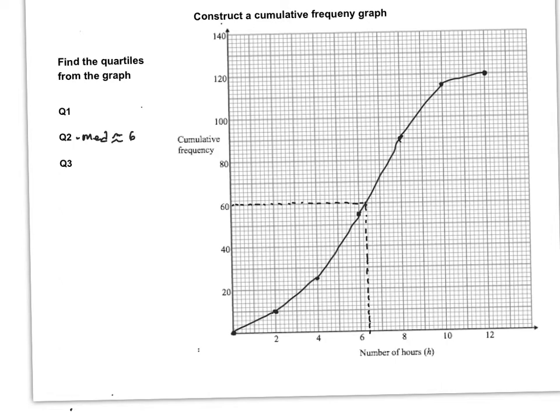So it's about 6.4. So if I want to break this, quartile means quarters, I want to break this data into quarters. Halfway between 60 and 0 is going to be quarter 1. So again, I'm going to draw a dashed line over and then down. And that is about 4.4.